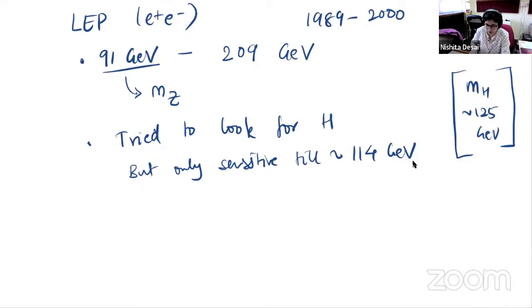And then finally we have the Tevatron. The Tevatron is at Fermilab in America, near Chicago.